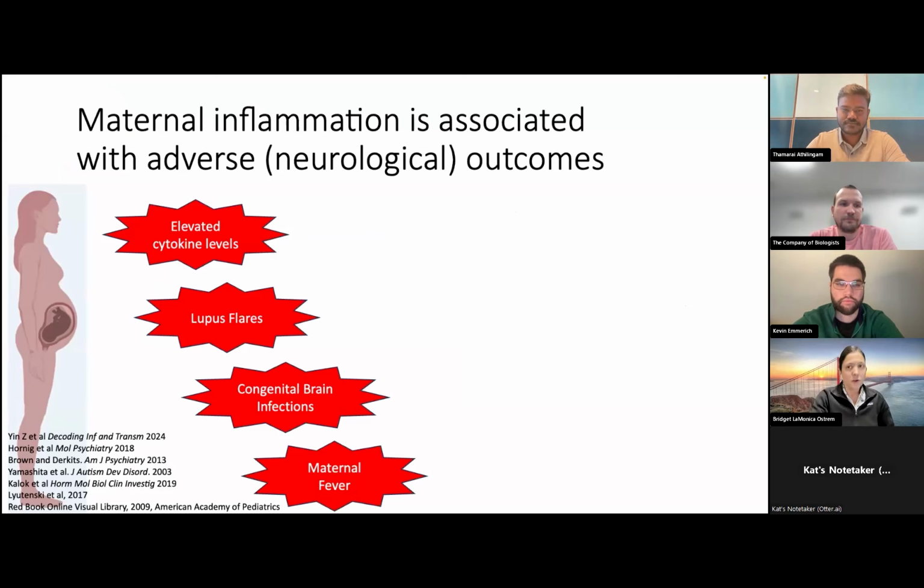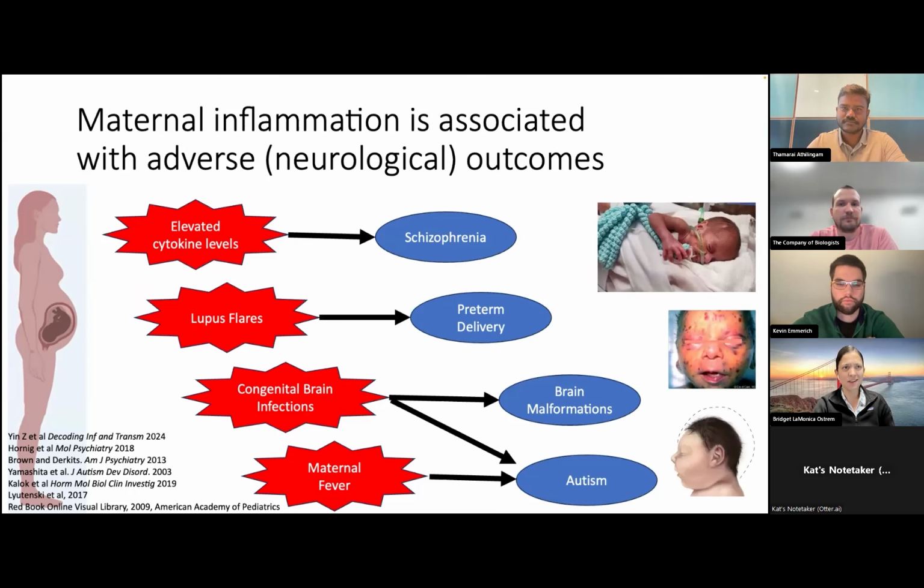So I'm a neuroscientist, but also a pediatric neurologist, and I really got interested in this topic through patients I had seen and studies I had read, looking at the relationship between maternal inflammation and infections and adverse neurological outcomes in the fetus and the child. And this relationship has been demonstrated in many epidemiologic studies, but is very poorly understood as far as the mechanism and what we can do about it.